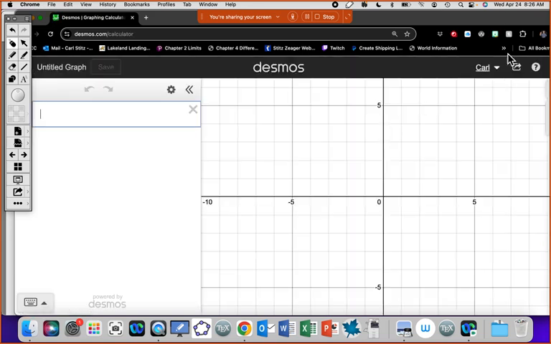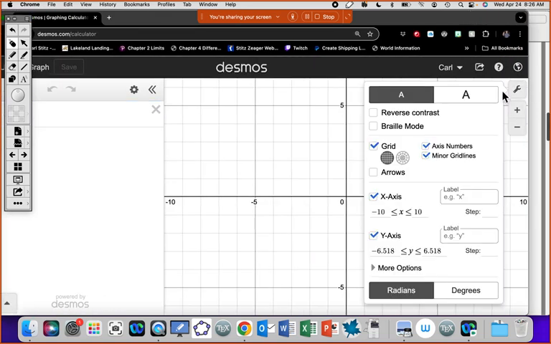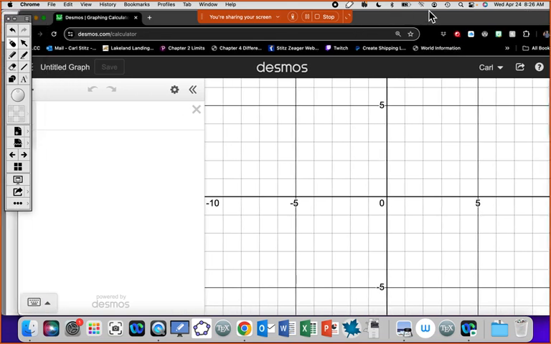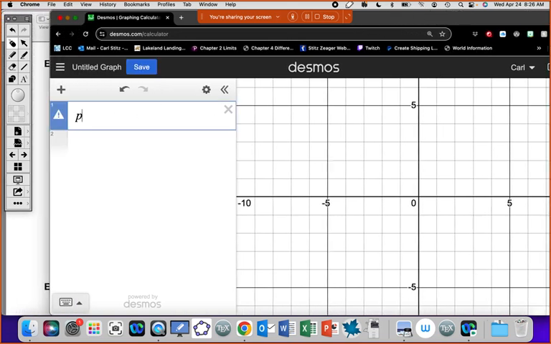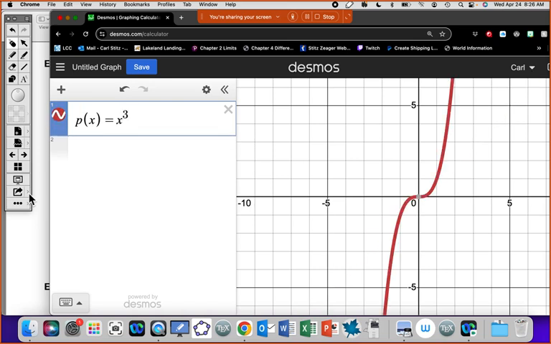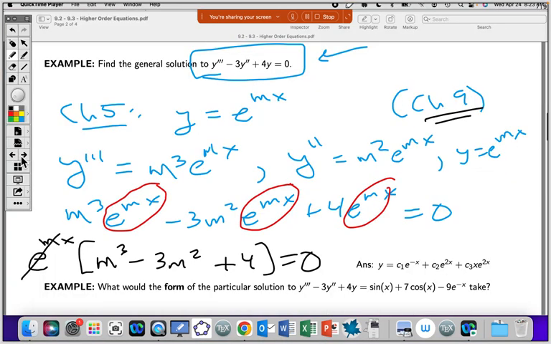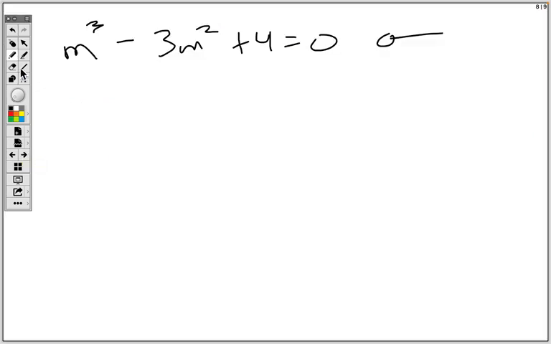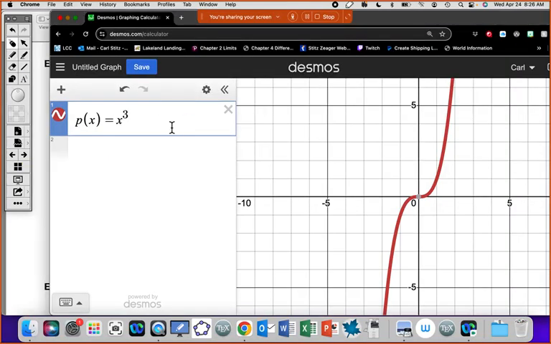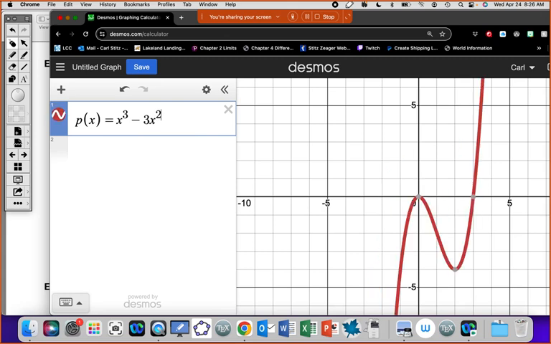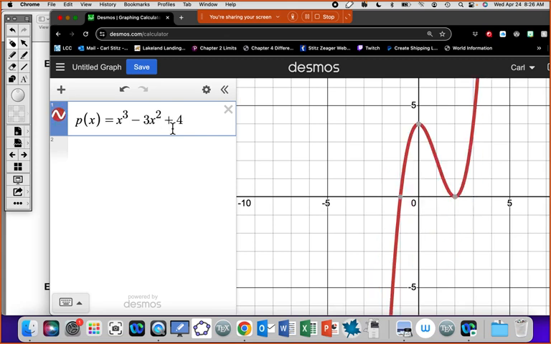Because if we're trying to find m's that make something 0, then you may recall from your college algebra that means we're looking for x-intercepts. So if I look at p of x equals x cubed minus 3x squared plus 4, and we take a look at this graph.